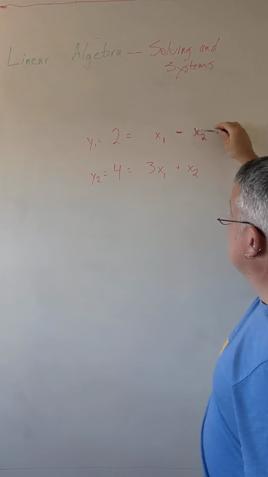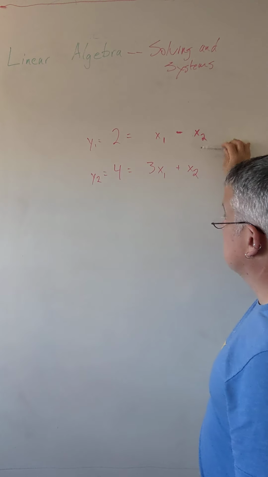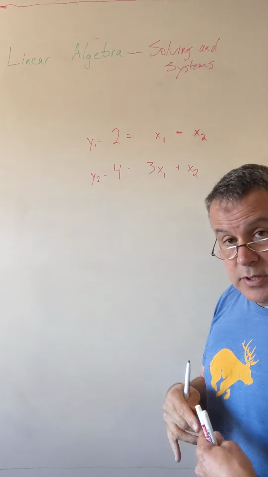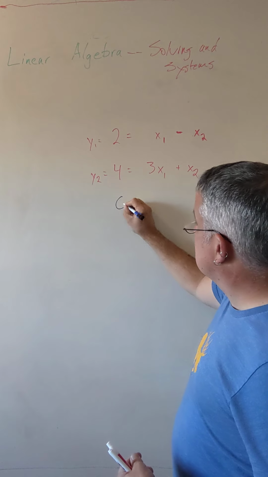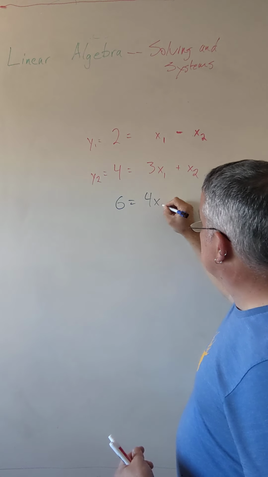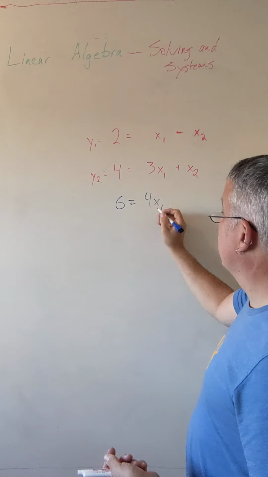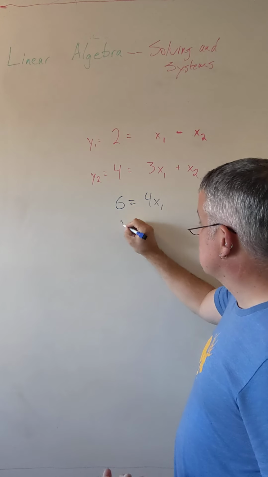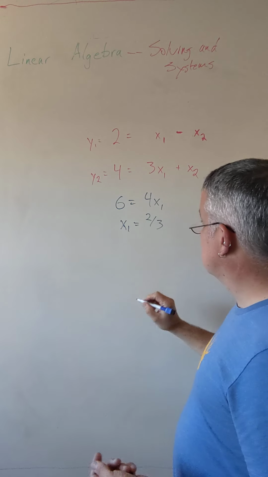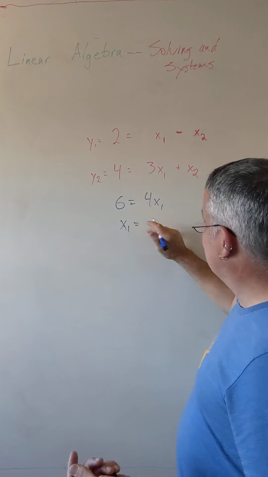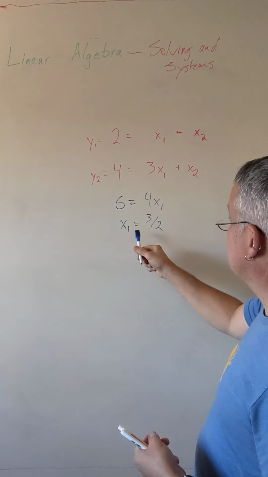So what if I take the first equation and add it to the second equation? If the first equation is true and the second equation is true, their sum is also a true equation. We would get 6 equals 4x1, and the x2's cancel, so there is no x2. Then we can solve that equation to say that x1 is equal to 2/3. Did I get that right? I did not. 3/2. Aha! Now we have the solution for x1.